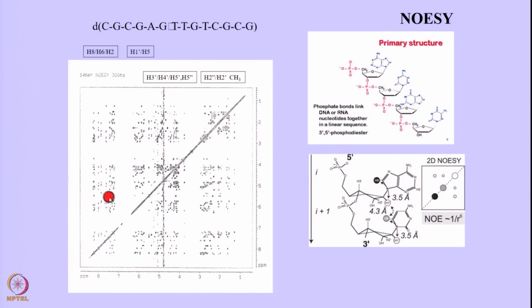These are the H1 prime protons of the sugar ring, and then these are to the H3 primes, and these are to the H4 primes, 5 primes, and then these are the 2 prime to 2 double prime areas from the base protons H8 and H6. The base protons are indicated here as H8, H6, H2, but the NOEs come from the H8 and H6. You do not see so much from the H2 protons.